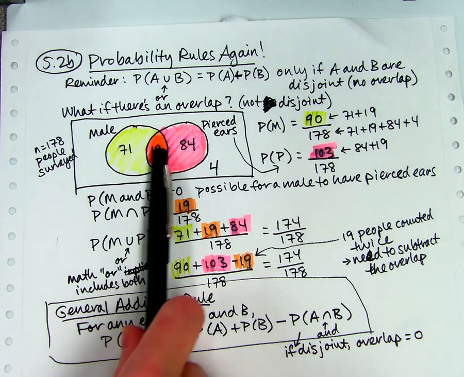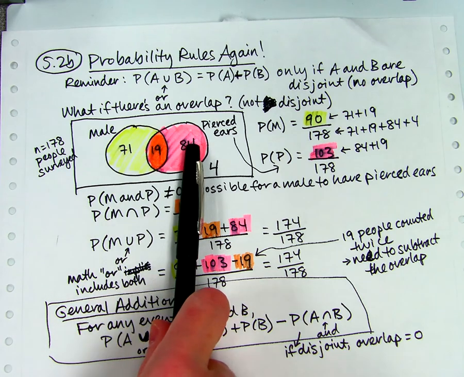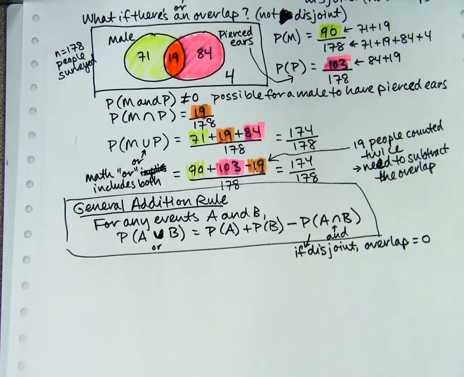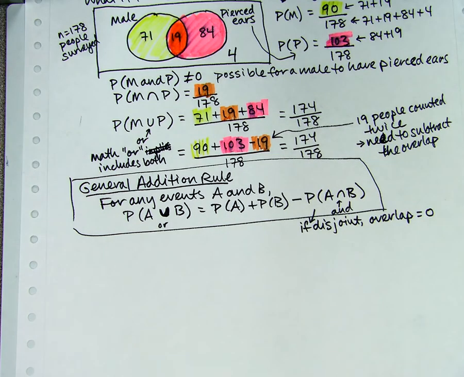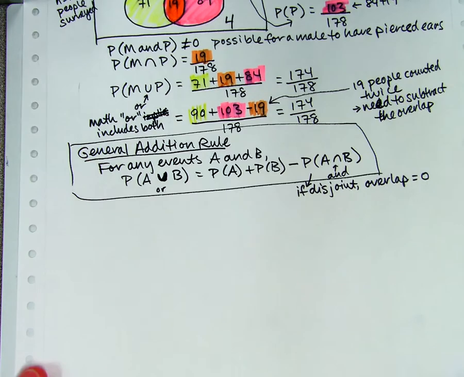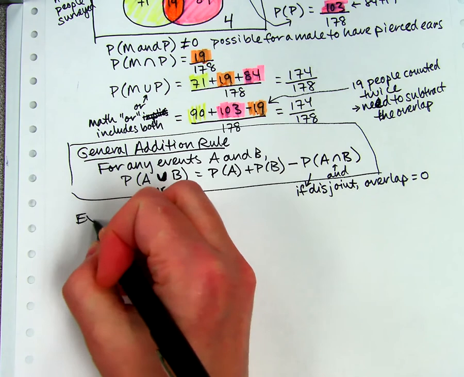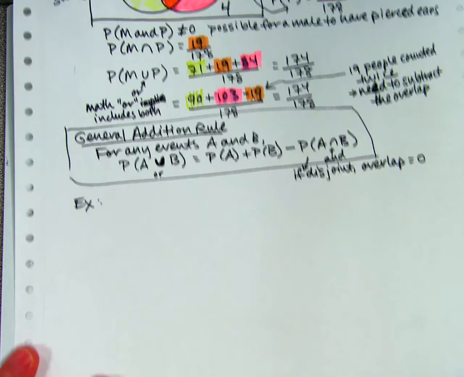If the pieces are disjoint, like these 3 pieces, you can add them together. If they're not disjoint because they're overlapping, you have to subtract the overlap. So that is the general addition rule. And we need one more example of it, I think. So let's switch to a different context.